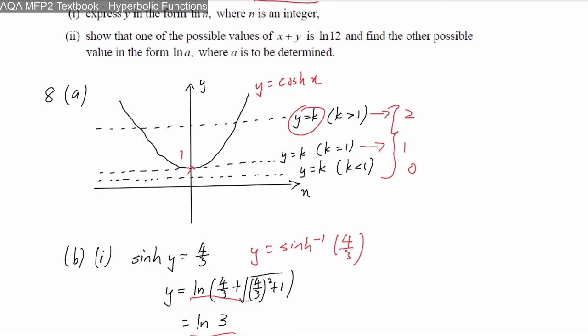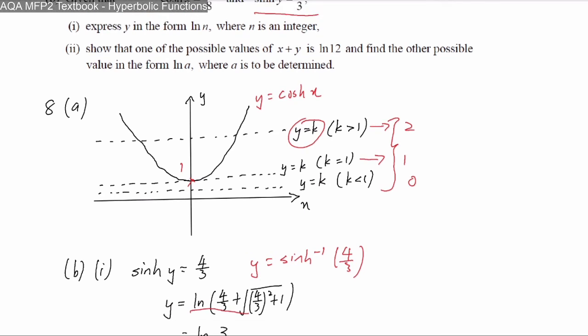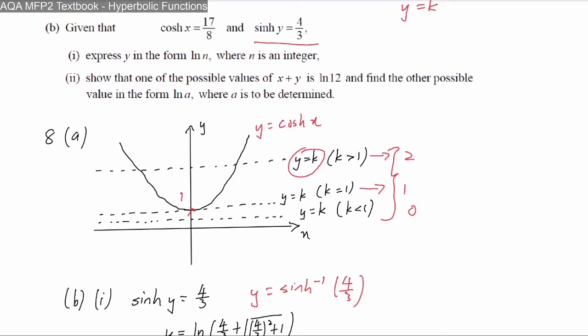Okay, so next, show that one possible value for x plus y is ln 12 and find the other possible values in the form of a ln a. So actually what happened in this case is that from the sin y we have one value of y. In this case, our y value is ln 3. If you look at the question in the second part, it says that there is one possible value, which is ln 12, and there is another possible value.